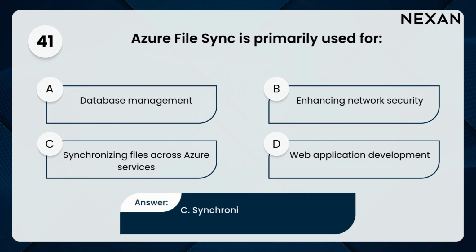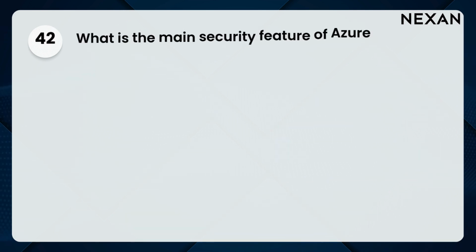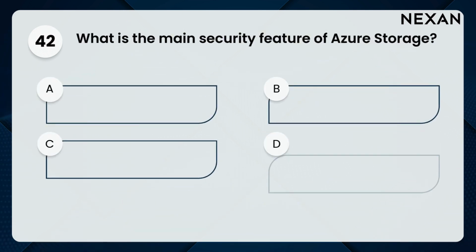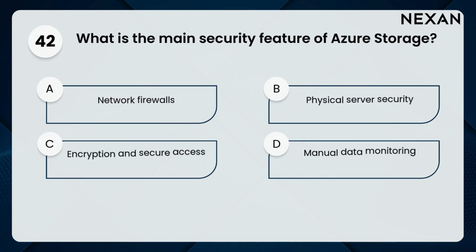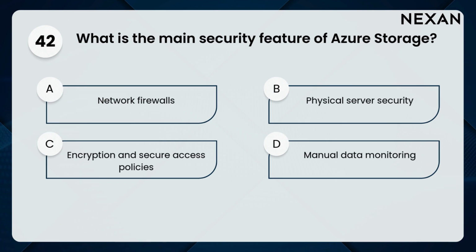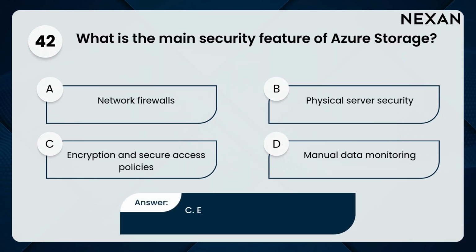Answer: C. Synchronizing files across Azure services. 42. What is the main security feature of Azure Storage? A. Network firewalls, B. Physical server security, C. Encryption and secure access policies, D. Manual data monitoring. Answer: C. Encryption and secure access policies.